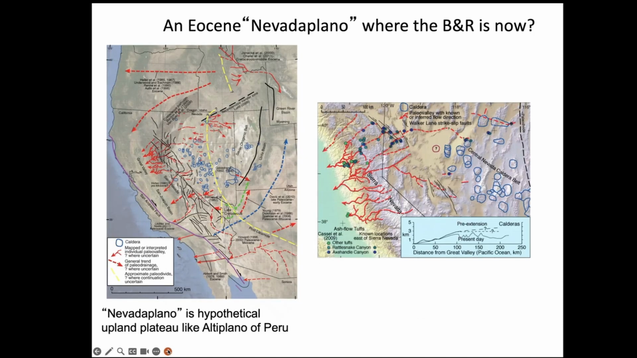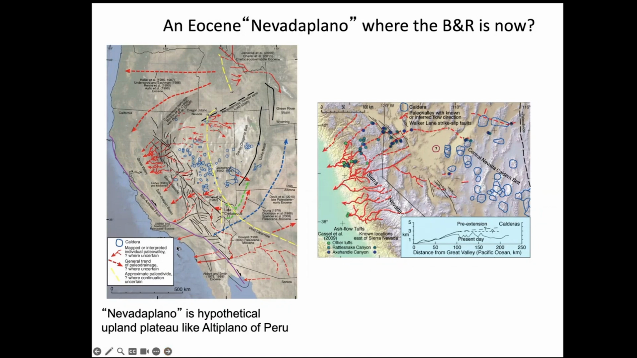All right. Now, one of the interesting things is a concept called the Nevadaplano. It's sort of a funny word. The Altiplano is a high region in the central southern Andes in northern Argentina and Chile and places like that. It's elevated. And so people just said, oh, let's call this region that we think existed in the early Tertiary, maybe in the Eocene, 30 million years ago, before the Basin and Range formed, the Nevadaplano.